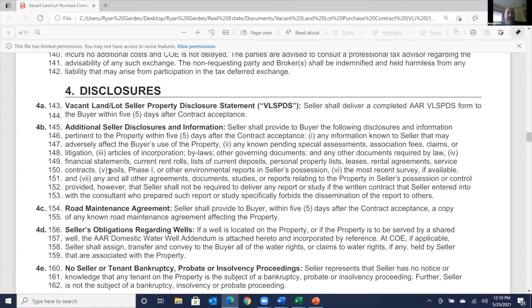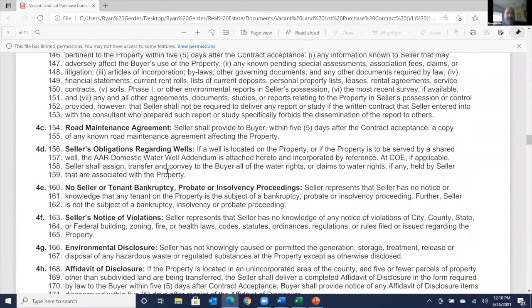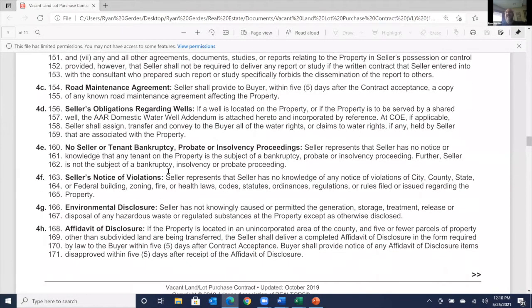If there's a road maintenance agreement, you must disclose that and send over a copy of that agreement over to the buyer within 5 days as well. If there is a well on the property, whether it's a shared well or a private well, all that information needs to be sent over to the buyer. If there's a tenant that is occupying the land, then any and all information in regards to that tenant must be sent over to the new buyer as well.